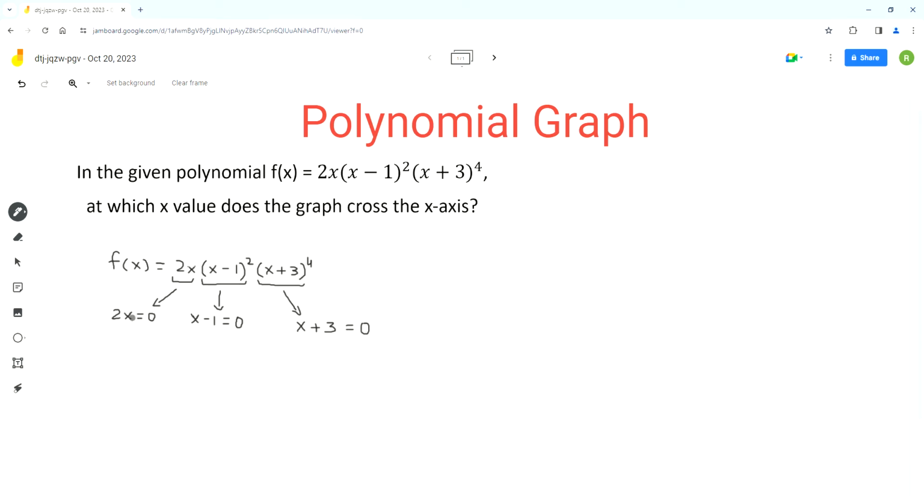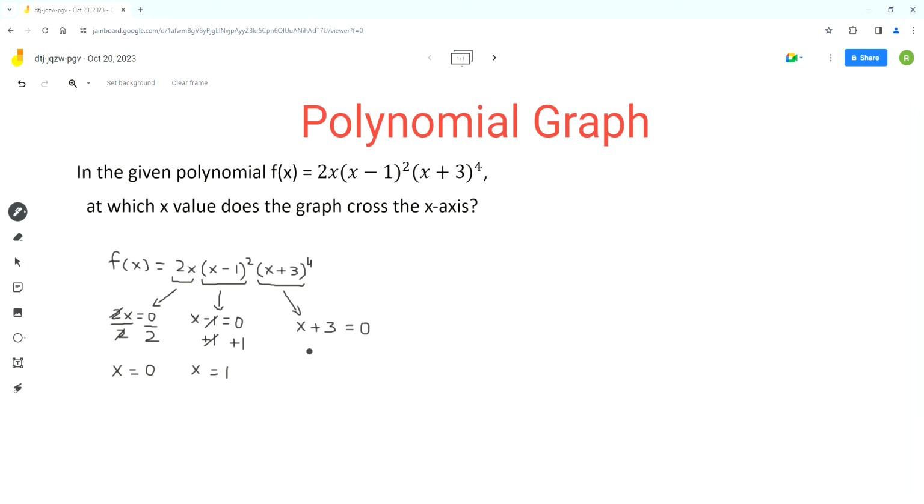Now we have to solve for x in each of these equations. So for the first equation, 2x equals 0, we'll divide both sides by 2. So if we do that, the 2's on the left side cancel each other out and we are left with x equals 0 over 2, which is equal to just 0. Now for the second one, we'll add 1 to both sides. So by doing that, the 1's on the left side cancel each other out. So we are left with x equals 0 plus 1, which is equal to 1.